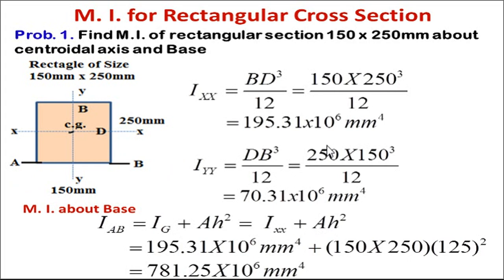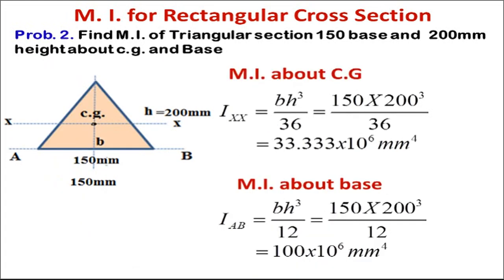Ixx is 195.31 into 10 to power 6. I have written here Ixx plus A h square. What is the area of this diagram? 150 into 250. And h square means the distance between two axes. Total depth is 250, so the distance from the x-axis to the base is half of 250, that is 125. That's why it is 125 square, where h is the distance between the axes. Then we will get 78.25 into 10 to power 6 mm raised to 4 as the moment of inertia about the base. Now the second problem.